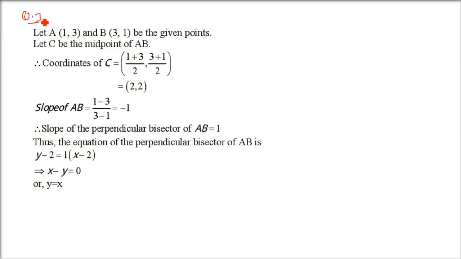Question number 3. Find the equation of the perpendicular bisector of the line joining the points (1, 3) and (3, 1). So here we have 2 points, A and B, this is (1, 3), this is (3, 1), and this is the line I join. Now C is the midpoint here. Perpendicular bisector means a line which is perpendicular to a certain line and is also bisecting it. So it's 90 degrees and it is bisecting it also.